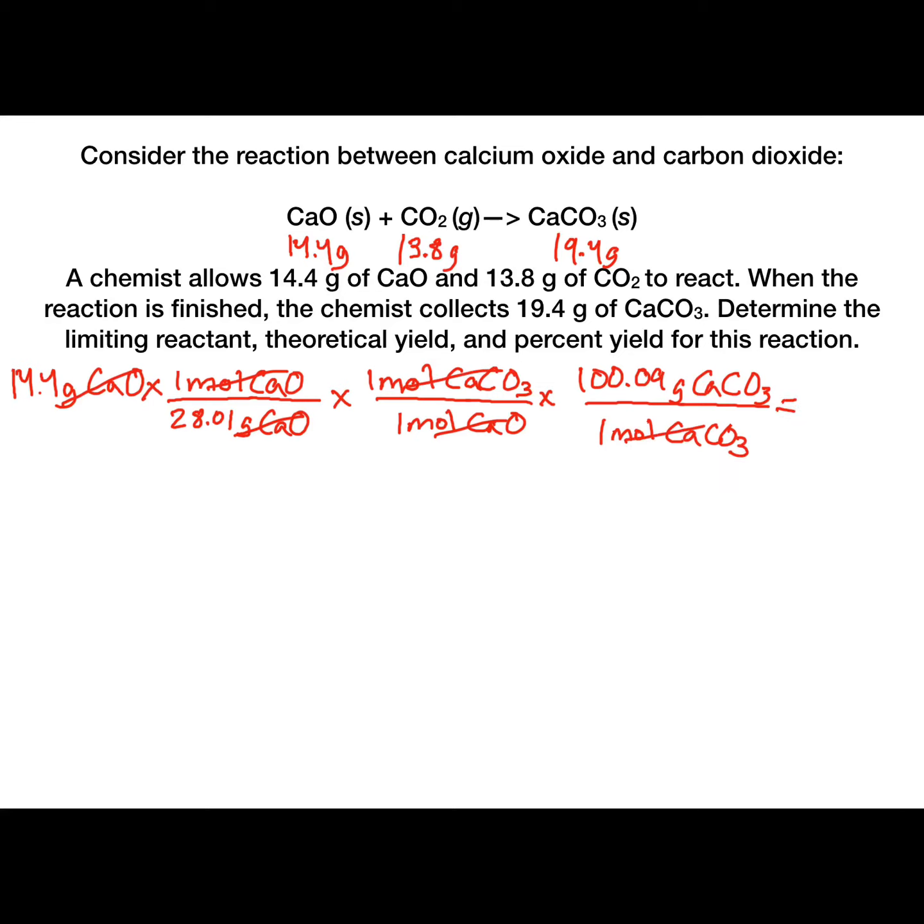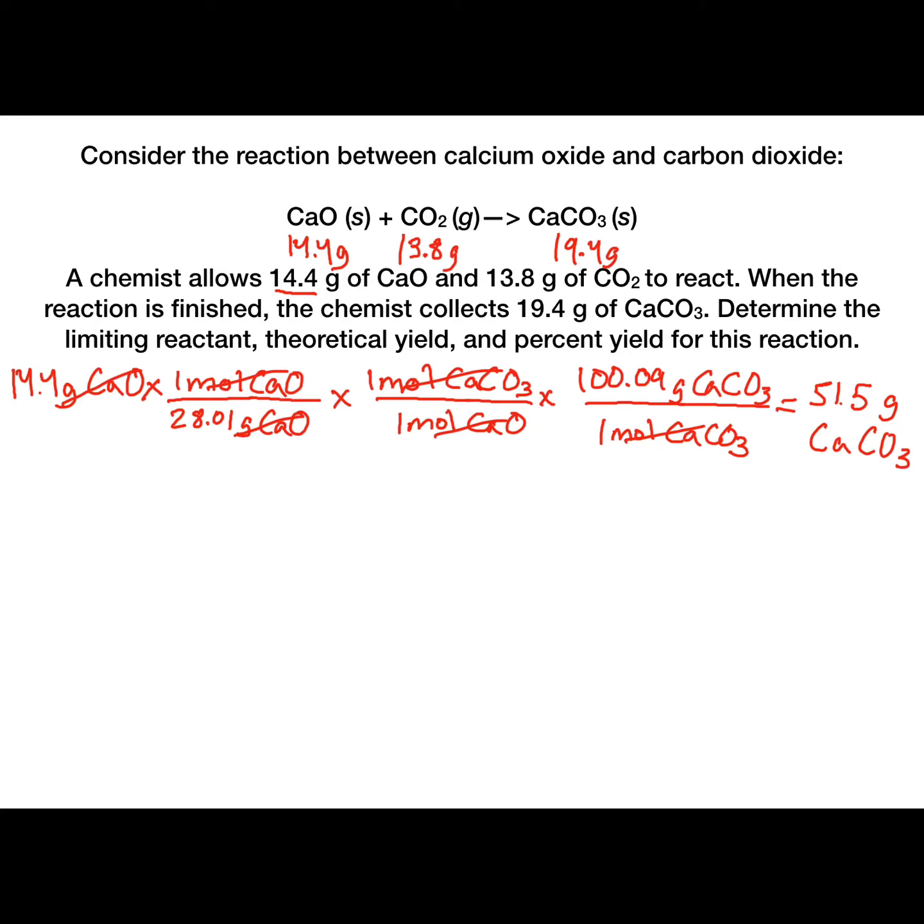Okay, so we plug this into our calculator and we do 14.4 times 100.09 divided by 28.01. And our answer is going to be in 3 sig figs, since 14.4 is in 3 sig figs. And our answer is 51.5 grams of our calcium carbonate.